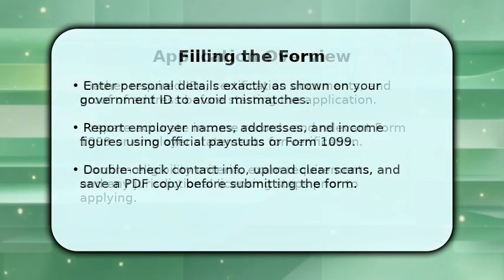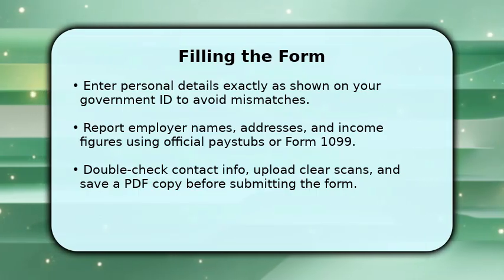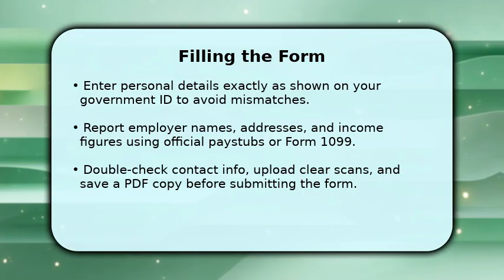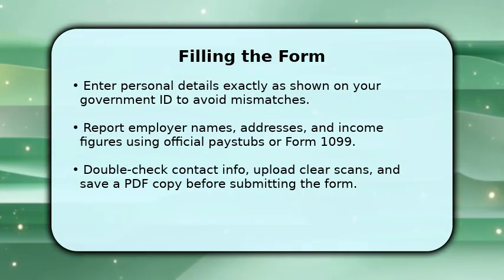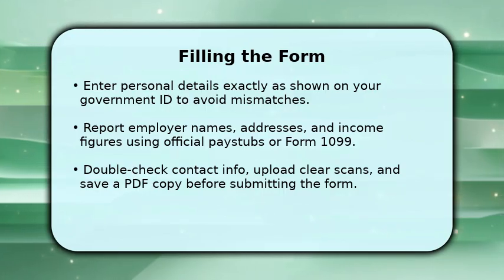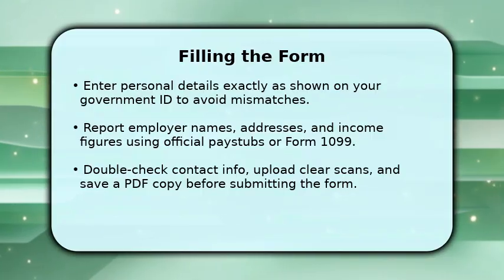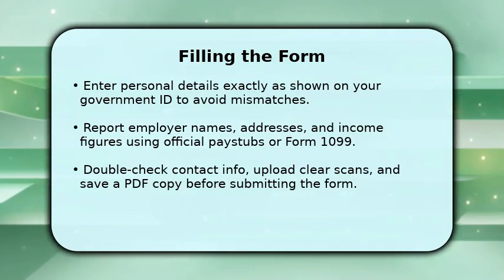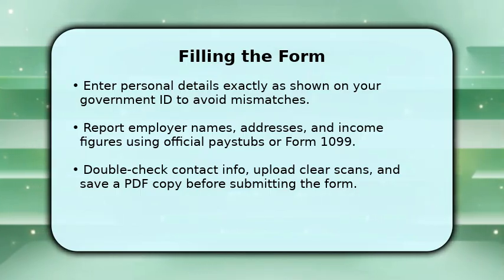records. Start by logging into the application portal and using a stable internet connection to prevent timeouts. Carefully type your name, contact details, and ID numbers exactly as on your documents, then upload clear scans of certifications and proof of address. When entering income, reference pay stubs or Form 1099 to ensure accuracy. Review every section slowly, use the preview function, then submit and record your confirmation number for follow-up.